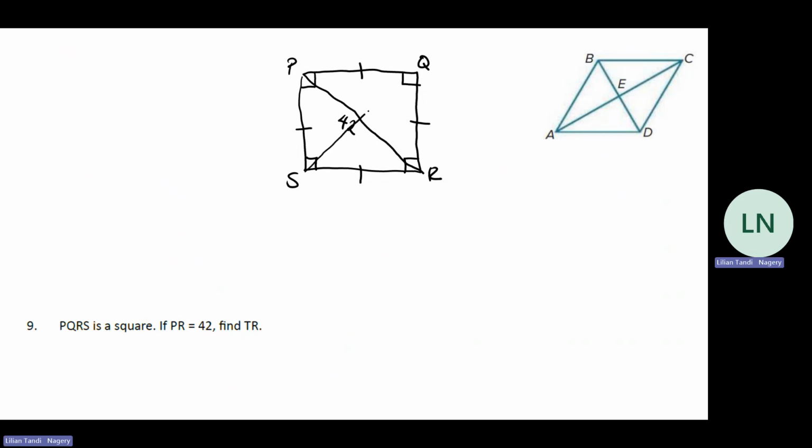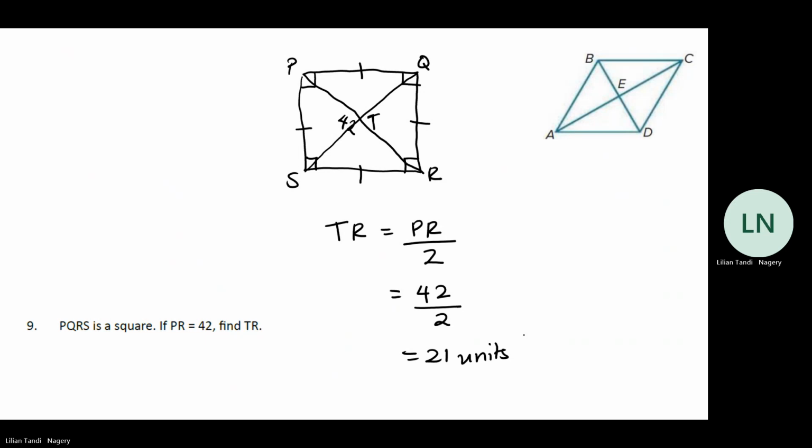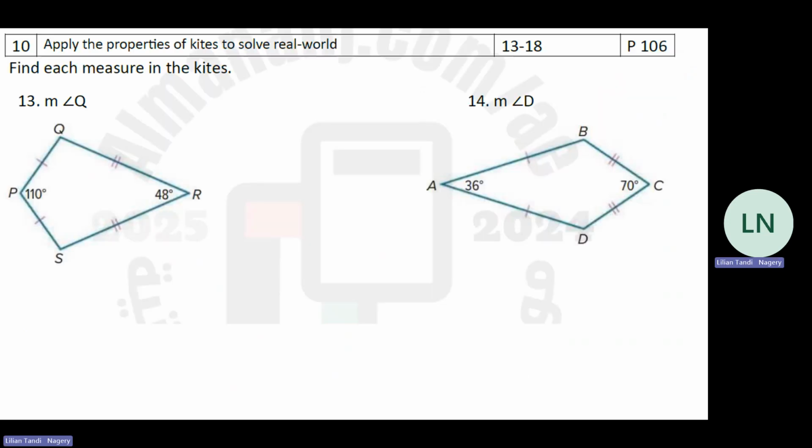Okay, so that means there's another point here and then there's T here. So TR will be half of PR. So we will write here TR equals PR divided by 2. So 42 divided by 2 is 21 units. All right, let's move on.